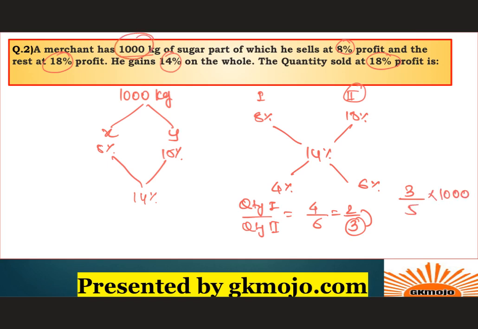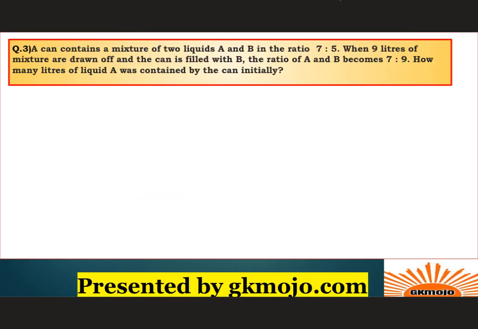Hence 1000 divided by 5 is 200, and 200 times 3, the quantity comes out to be 600 kg. So the correct answer is the quantity sold at 18% profit is 600 kgs. Let's have a look at the next question. A can contains a mixture of two liquids A and B in the ratio 7:5. When 9 liters of the mixture are drawn off and the can is filled with B, the ratio of A and B becomes 7:9. How many liters of liquid A was contained by the can initially?